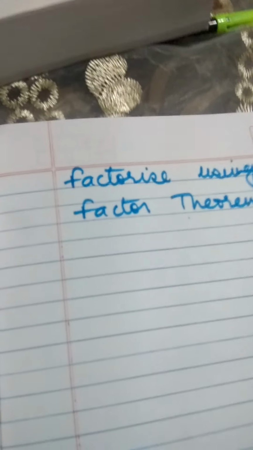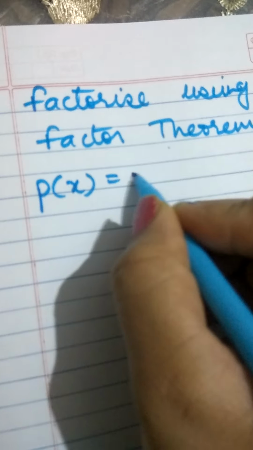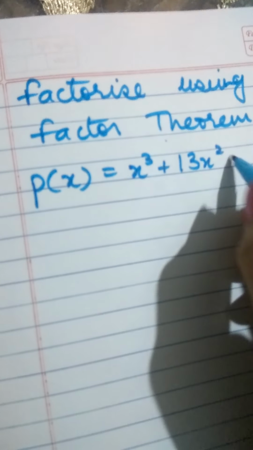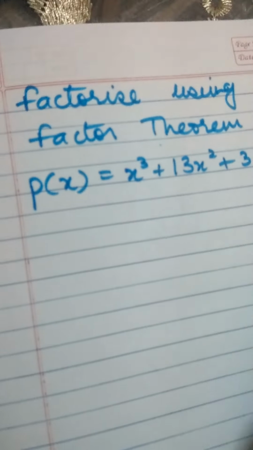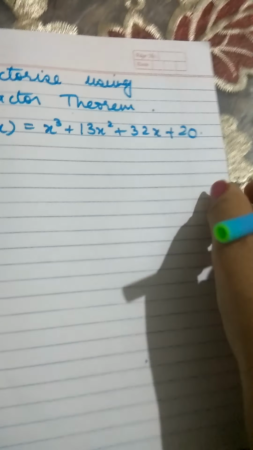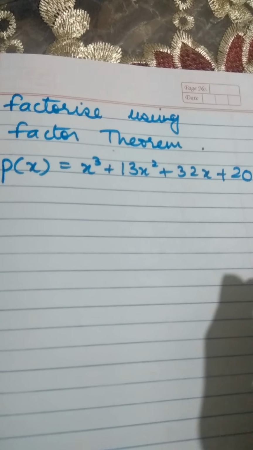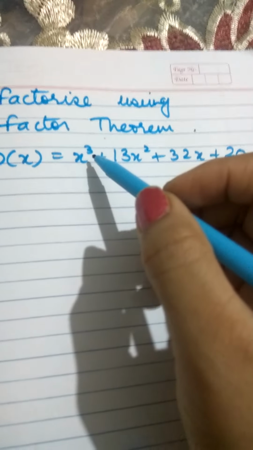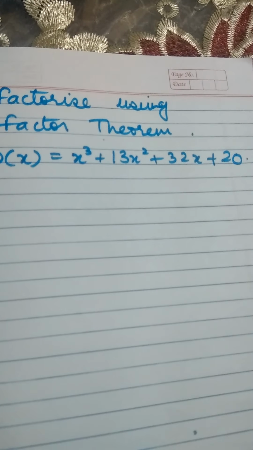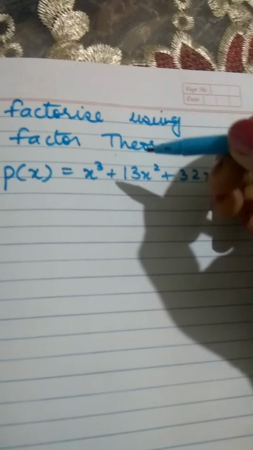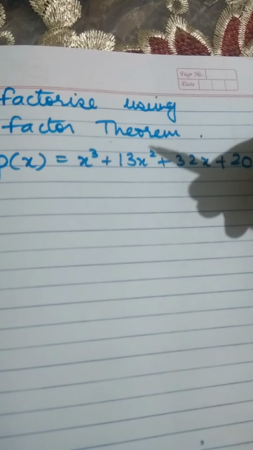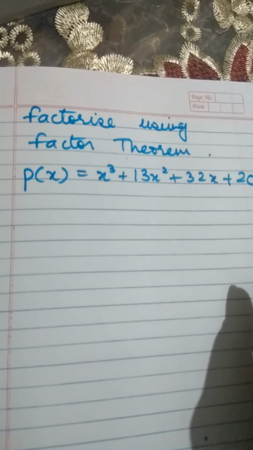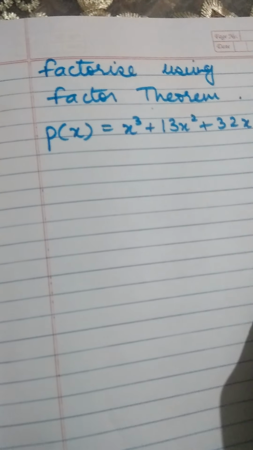Now, as I told you, this one important method, we have to factorize using the factor theorem. Suppose I am given a polynomial p(x) equal to x cube plus 13x square plus 32x plus 20. I have to factorize it using the factor theorem. So, first I will take the probable factors for this polynomial. And you must remember that the degree of the polynomial is the same as the number of factors. So here the degree is cubic, so I will have 3 factors. If it is a quadratic, if degree is 2, then I will have 2 factors for that polynomial.